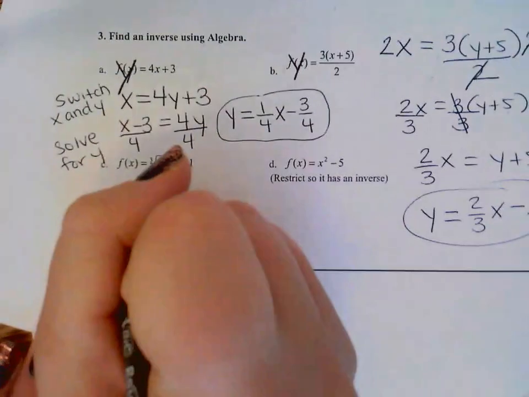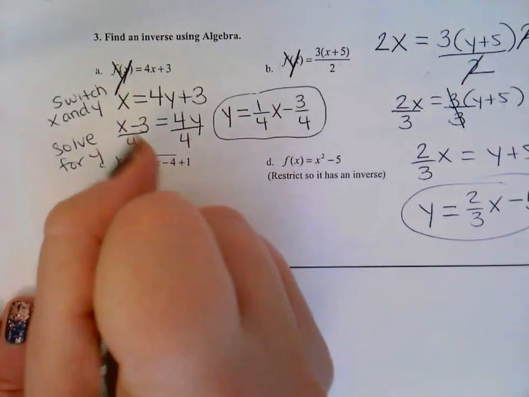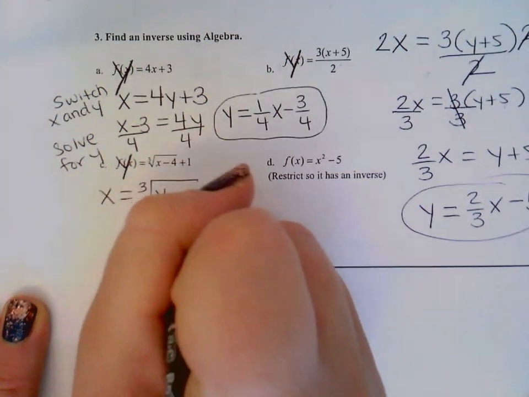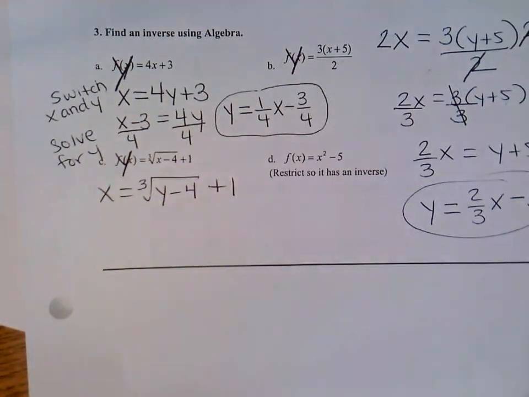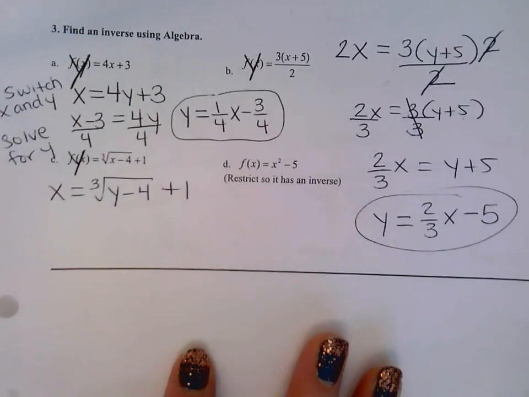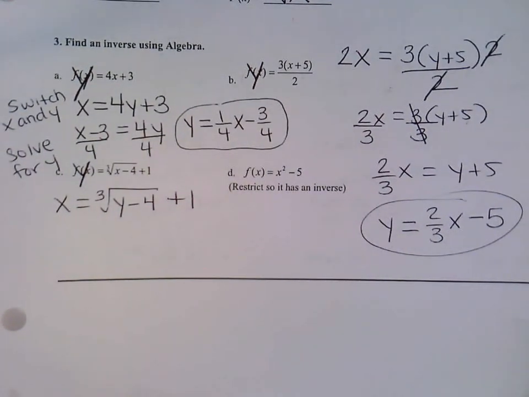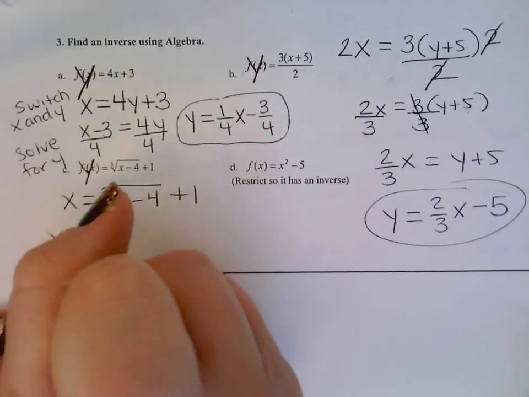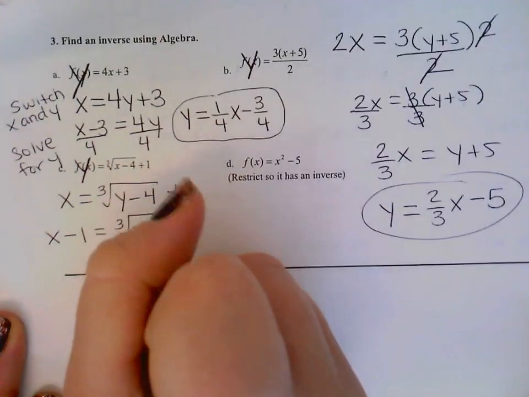All right, this next one, if this is y equals, x equals the cube root of y minus 4, plus 1. So what's your next step on C to get y by itself? Nope. Subtract 1 from both sides. x minus 1 equals the cube root of y minus 4.